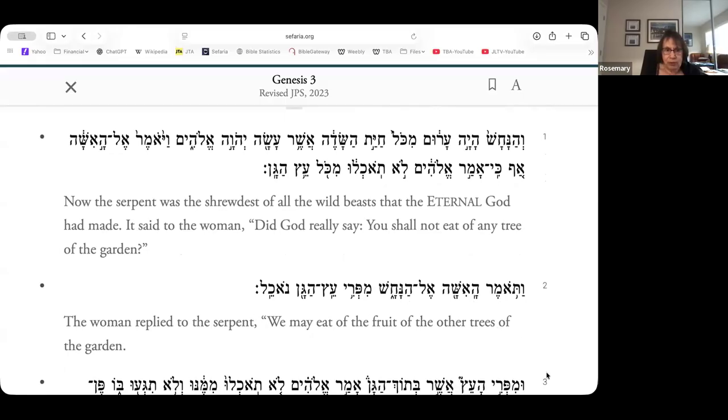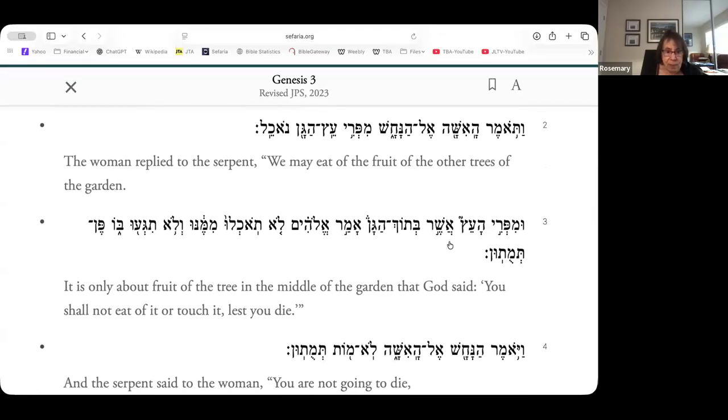Now, the serpent was the shrewdest of all the wild beasts that the Eternal God had made. It said to the woman, "Did God really say, 'You shall not eat of any tree of the garden'?" The woman replied to the serpent, "We may eat of the fruit of the other trees of the garden.